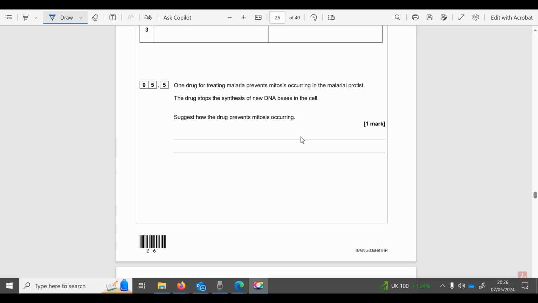Question 5.5. One drug for treating malaria prevents mitosis occurring in the malarial protist. The drug stops the synthesis of new DNA bases in the cell. Suggest how the drug prevents mitosis occurring. So, mitosis. Mitosis is cell division, and it involves chromosomes dividing, and the nucleus dividing, and then cytoplasm and cell membrane splitting to form two new cells.